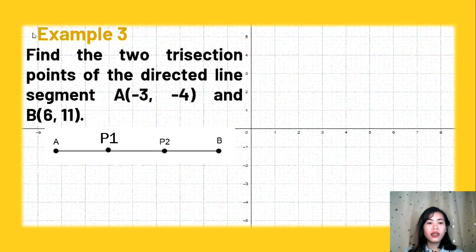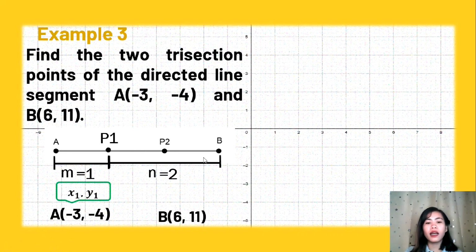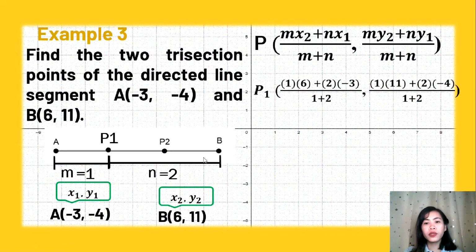So, in this case, from A to P sub 1, that would be our M part. And for from P sub 1 to B, yun naman ang ating N. So, M is equal to 1. And for our N, we have, ilang parts ang meron? 1, 2. So, we have 2. Then, applying the formula for internal division, substitution tayo.